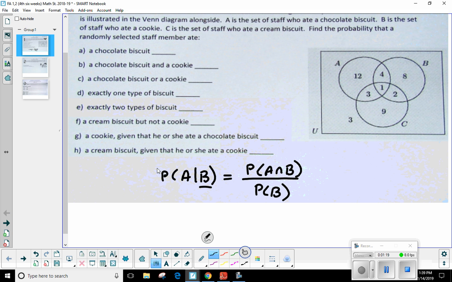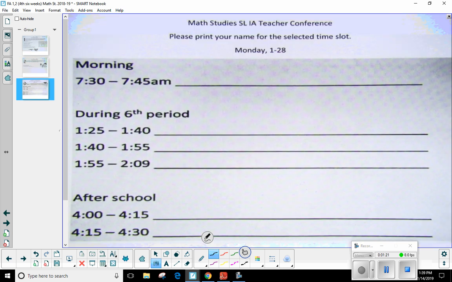But while you do that, I'm also going to pass this around. I've got a packet with times that you can sign up to talk to me about your IA, because it's going to be due on the 7th, right before spring break. So we have less than 2 months before you have to have the final project done. This is what the first page is going to look like, and it goes Monday through Friday of this particular week. It's the week after next, starting on Monday, January 28th.